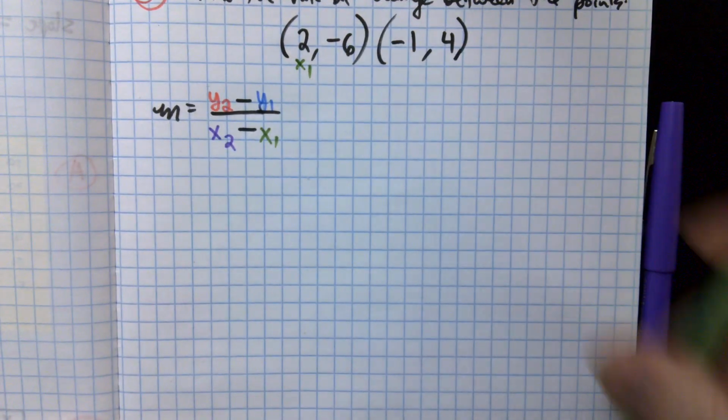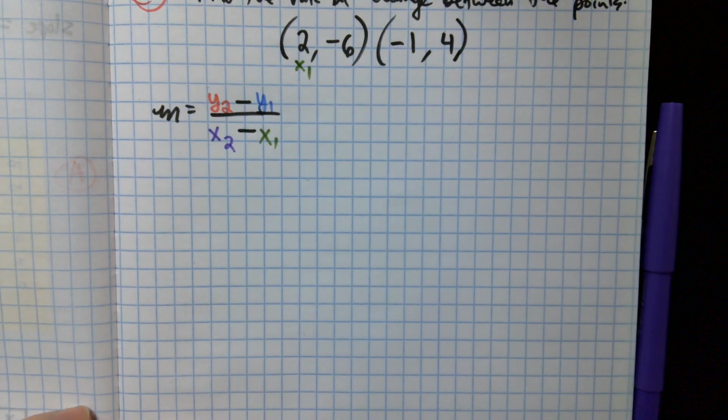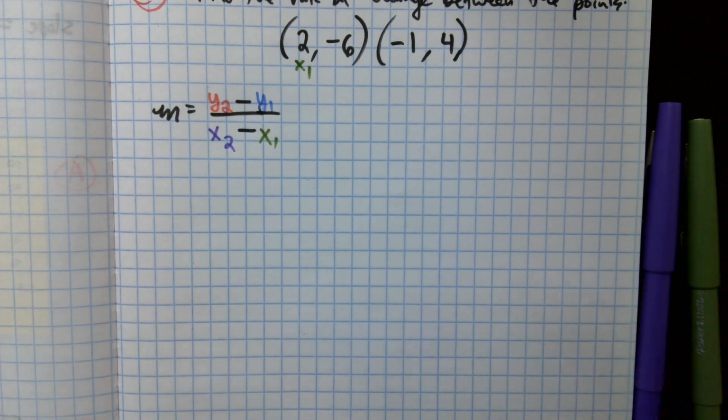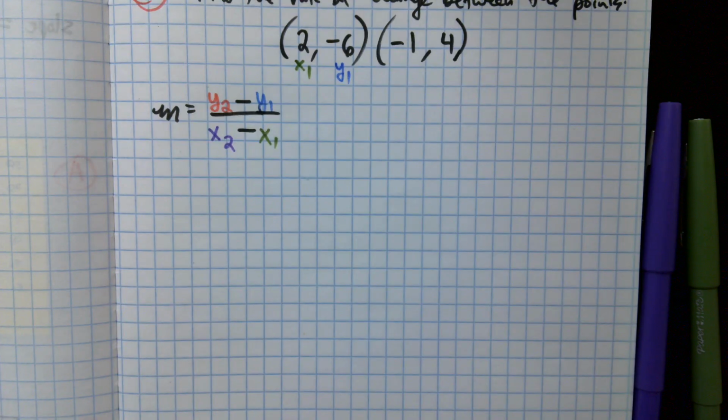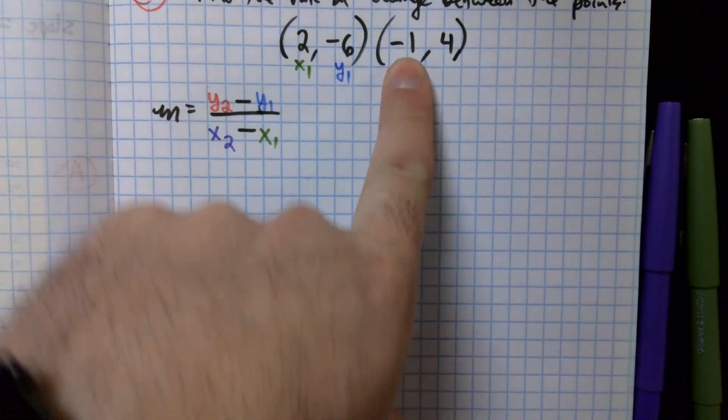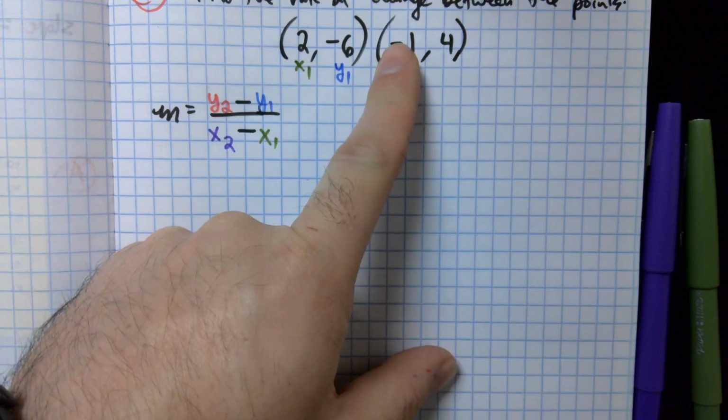X1. X1, which means -6 must be Y1. My 1's got to stick together, right? What X sub 1 tells me is my first point's X value with my first point's Y value. Does that make sense? So -1 comma 4 is my second point. What can I call -1?